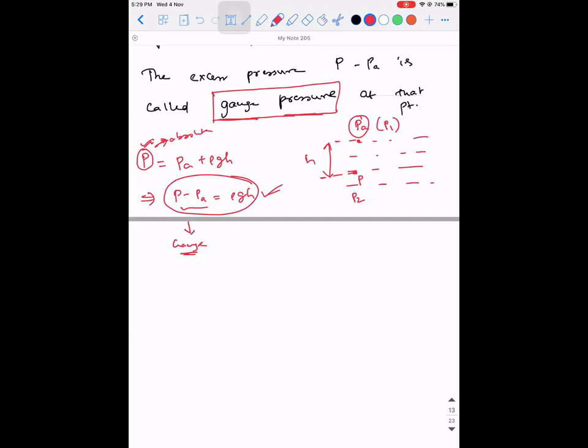The last important point. Pressure does not depend on the cross section or base area or shape of the bottom of the vessel.